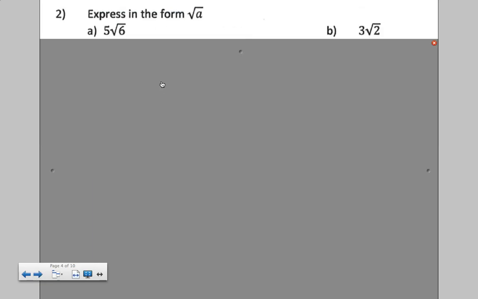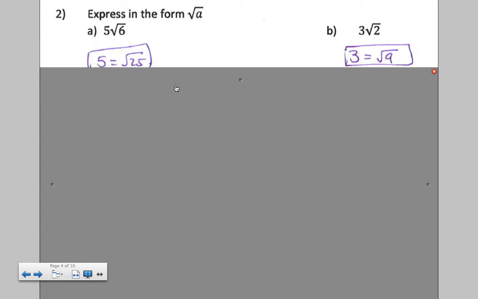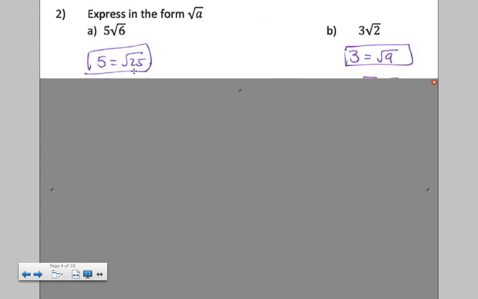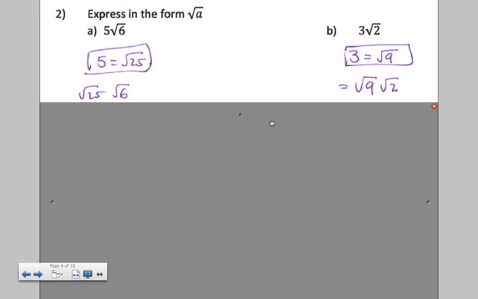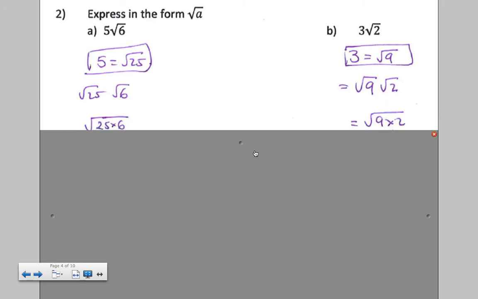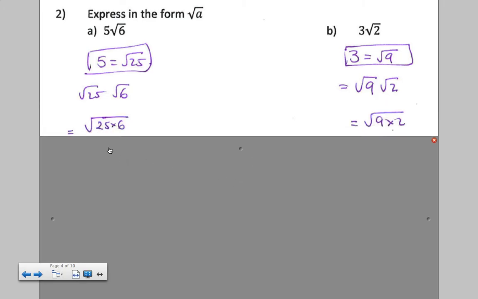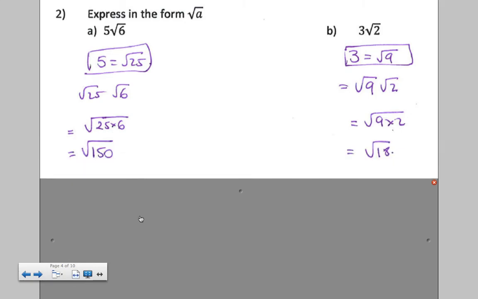All right, this is kind of the opposite direction. This is already written in its simplest form, and we want to put the 5 back into the square root. So we just need to think about the fact that 5 is the same as root 25, and 3 is the same as root 9. So if we rewrite the 5 and the 3 with those surds, and then we can merge those products, we get root 25 times 6, which is the same as root 150, and same here, root 18.